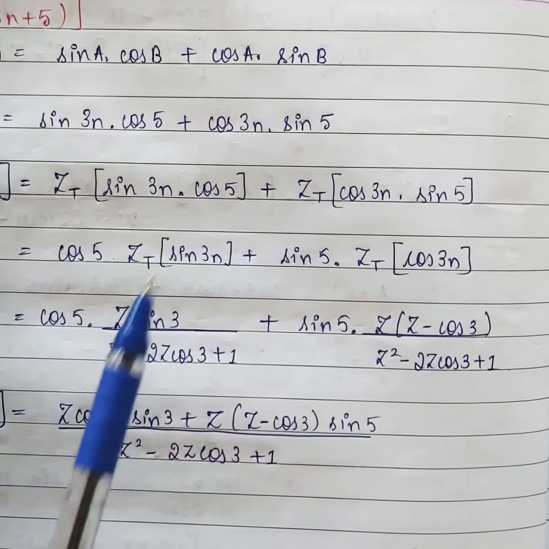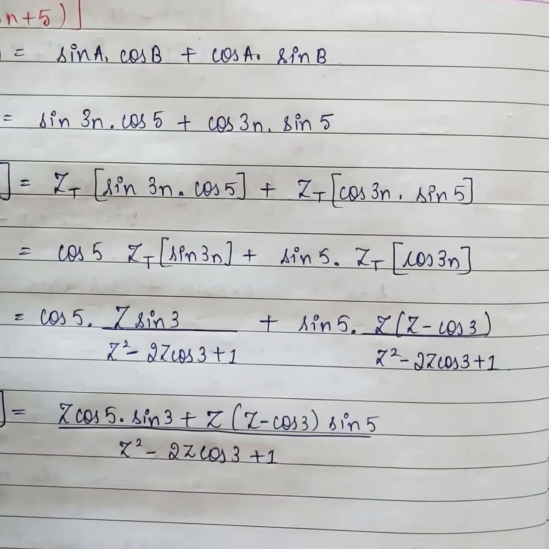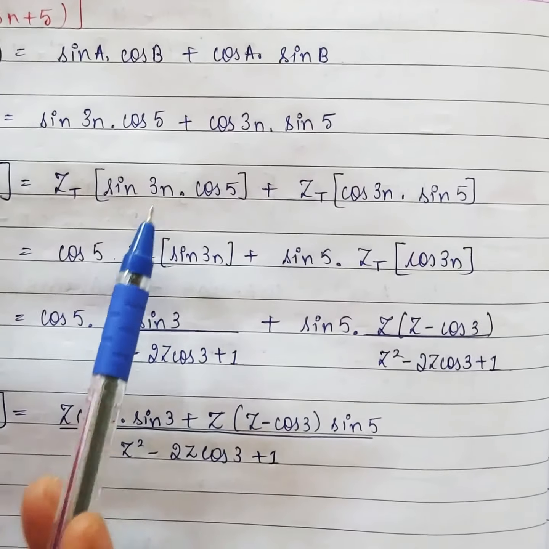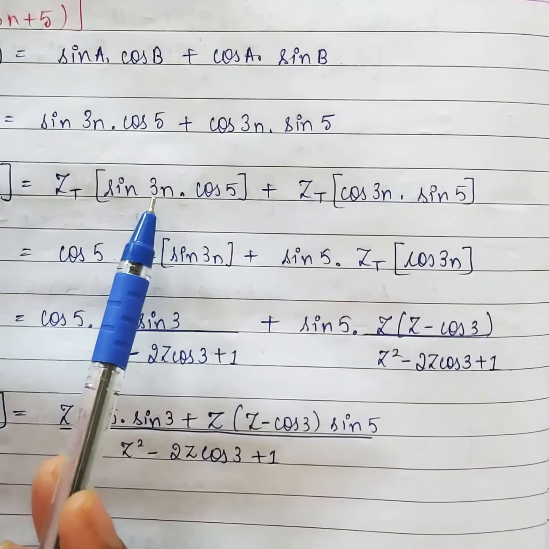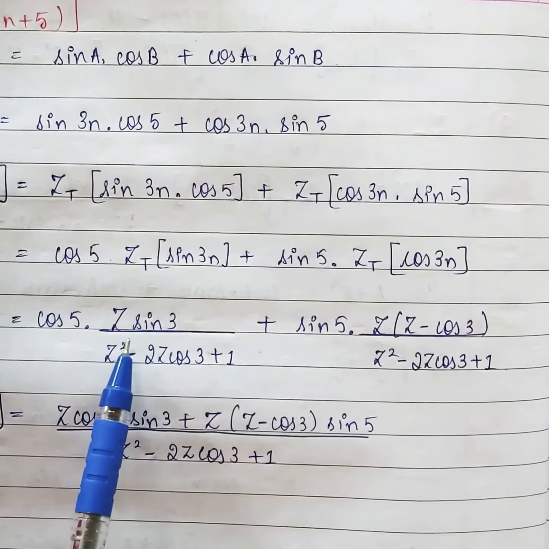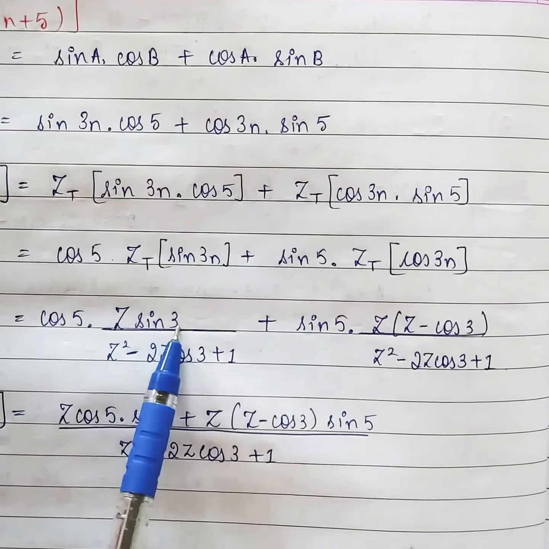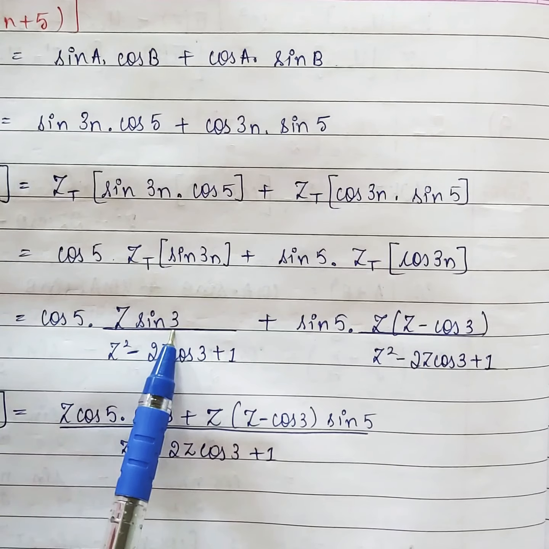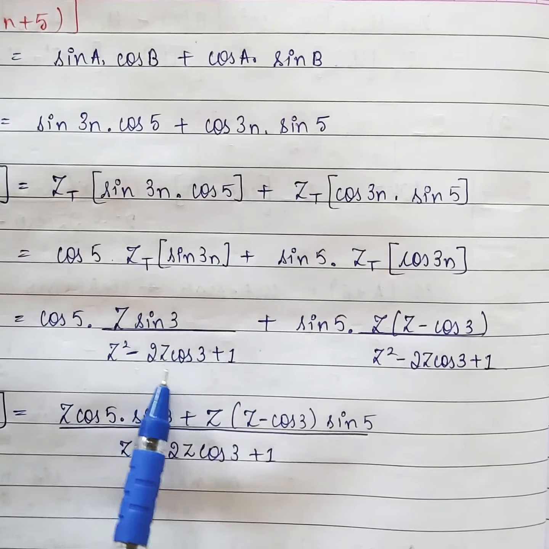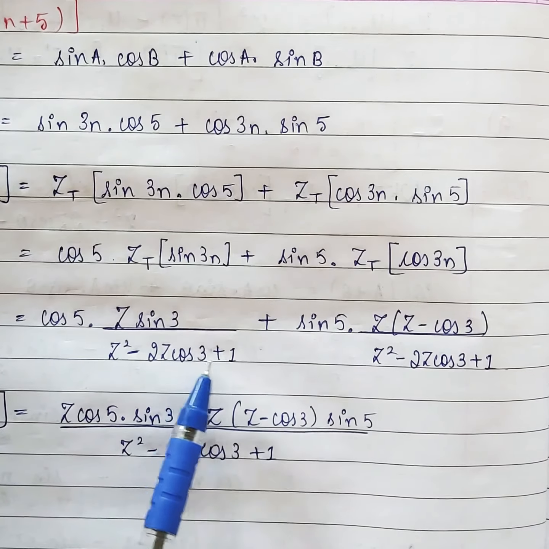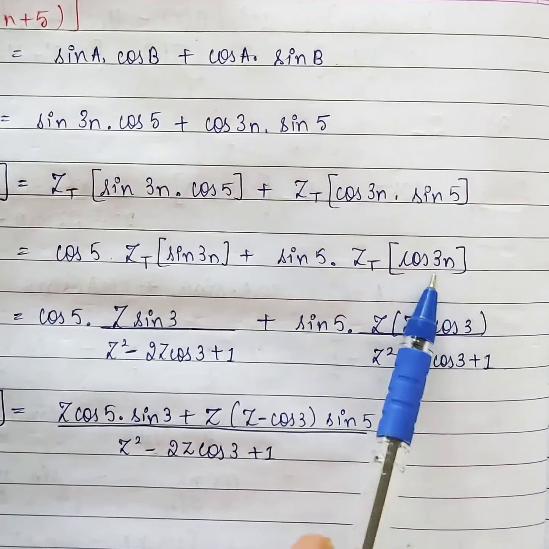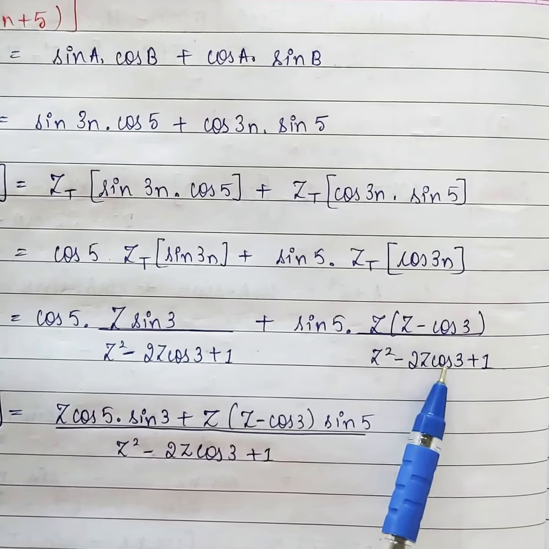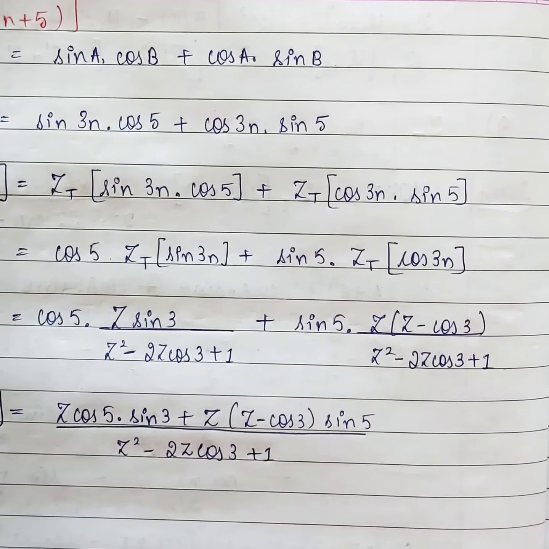And one thing, if you notice, we have sin 3n here. Okay, so what is the general formula? Sin n theta. In the place of theta we have 3. So by formula, Z sin theta, so I have written Z sin 3 by Z square minus 2Z cos theta, so I have written 3, plus 1. So here theta is 3. Similarly, replacing theta by 3 in this formula also, we got this desired result.